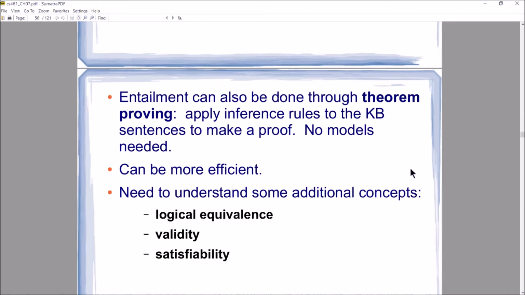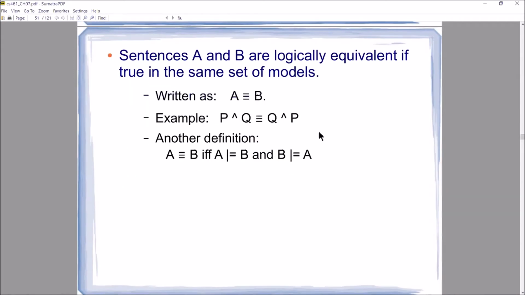So to be able to do theorem proving, we need to understand what logical equivalence is, we need to know what validity is, and we need to know what satisfiability is. Okay, so here's your first definition, right? If you have two sentences, alpha and beta, you can say they're logically equivalent if they are true in the same set of models.